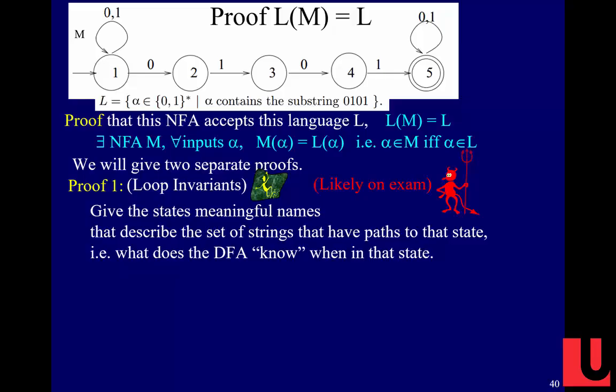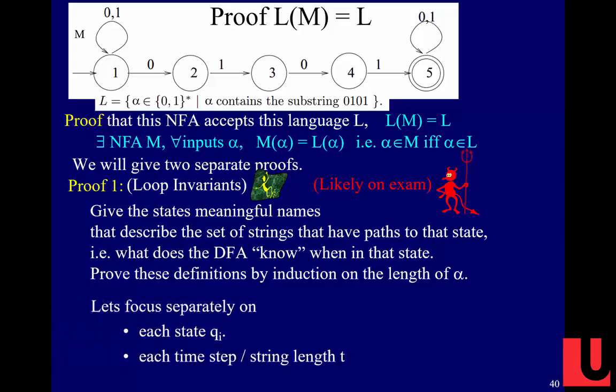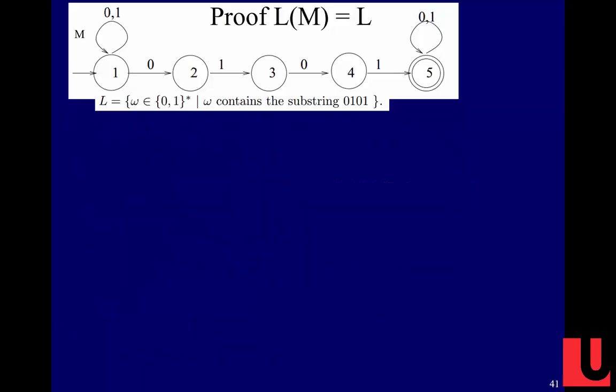Does that make sense? I don't remember anything about the past. All I know is I'm in the state. All that tells me is that the substring we've read so far has a path to this state. And we're going to do it by induction on the length. We're going to focus on each state and each time step.